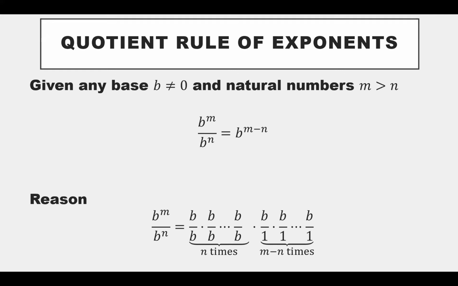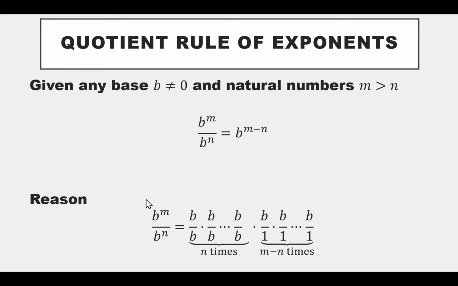All right, let's take another rule. Another rule that we can figure out quite easily using natural numbers is called the quotient rule. Given any non-zero base and natural numbers m greater than n, so m and n are both natural numbers and m is the bigger one, then taking b raised to the m power and dividing it by b raised to the n power is b to the m minus n power.